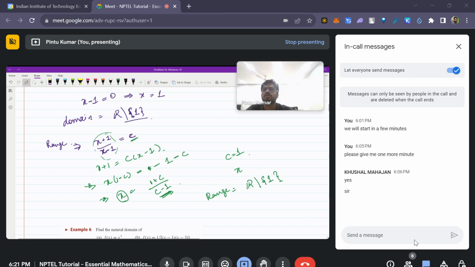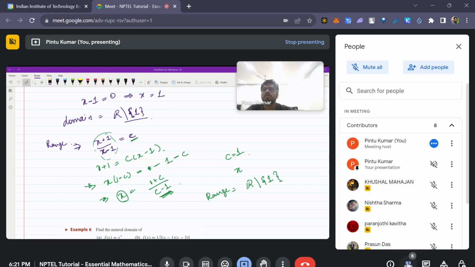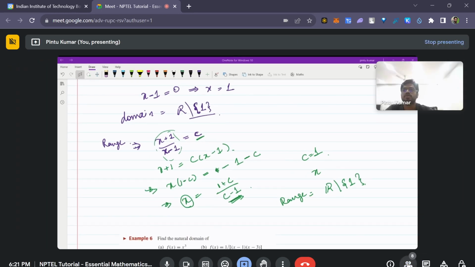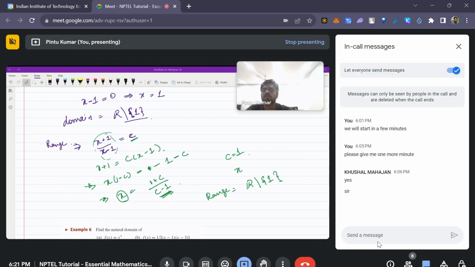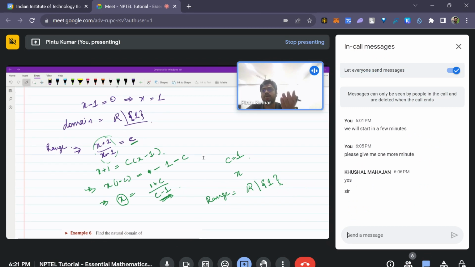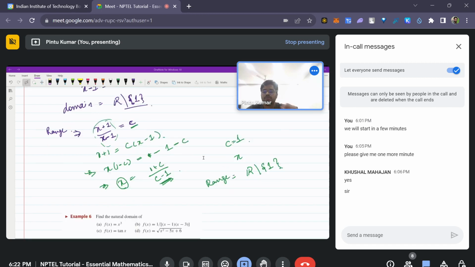So this procedure is always possible. Which procedure? Finding range. So you can find the range of any function. That might not be as easy as this question, but yeah, you can look at the points you can have. Yeah, you can always find the range.